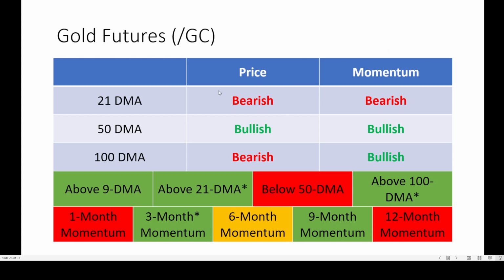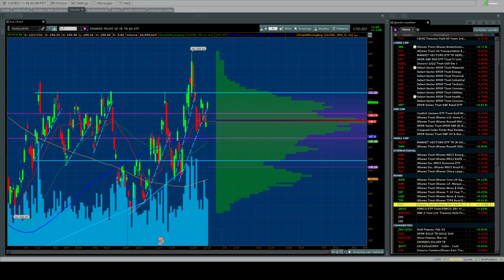Let's take a look at gold. Price and momentum unchanged, now back above the 21-day moving average, above the 100-day moving average. So perhaps some optimism for gold as it tries to come out of what looks like an ugly situation. The 3-month momentum is positive and rising.